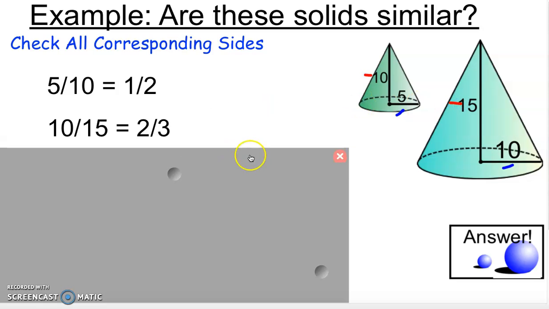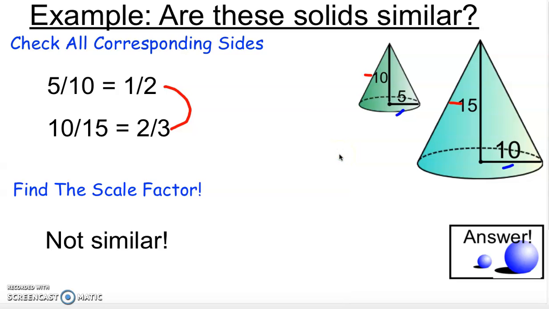You'll notice the numbers are not the same. So 1/2 and 2/3 are not the same. So then the solids are not similar, okay? That's a really big deal here. You can't find a scale factor if the solids are not similar.